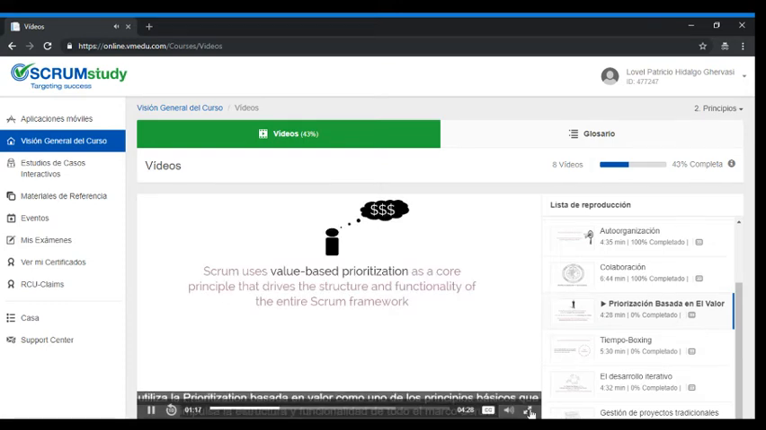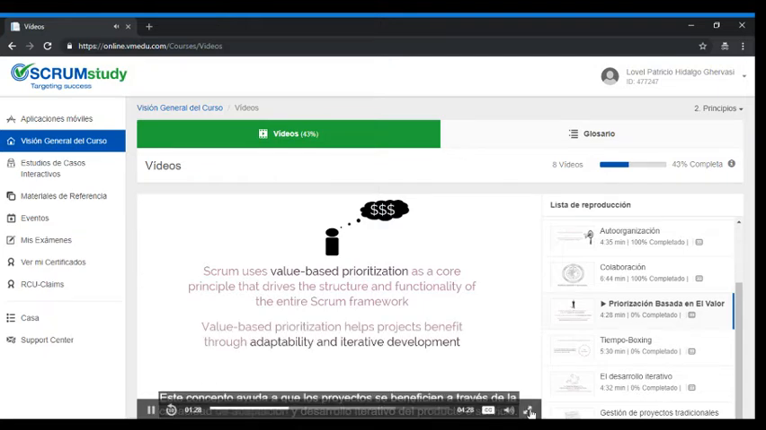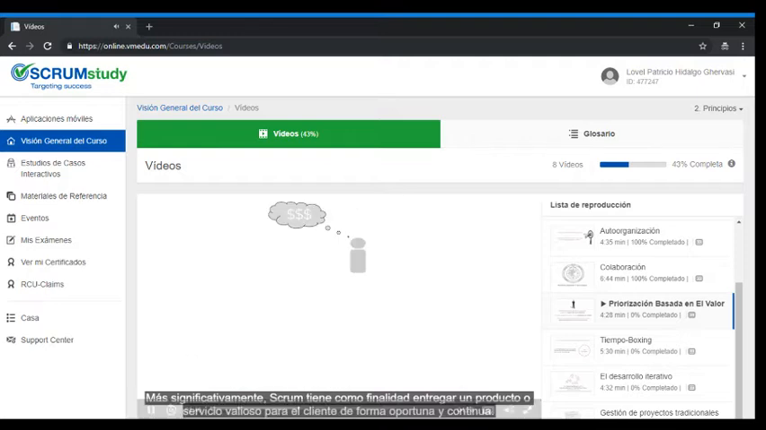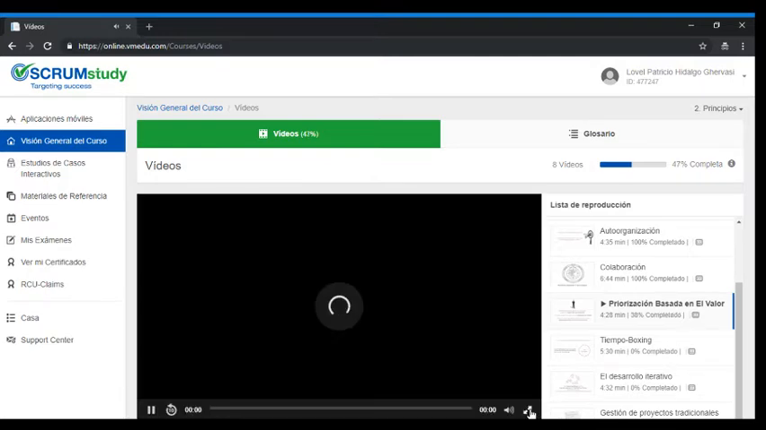Scrum, however, uses value-based prioritization as one of the core principles that drives the structure and functionality of the entire Scrum framework. This concept helps projects benefit through adaptability and iterative development of the product or service. More significantly, Scrum aims at delivering a valuable product or service to the customer on an early and continuous basis. So who handles prioritization?